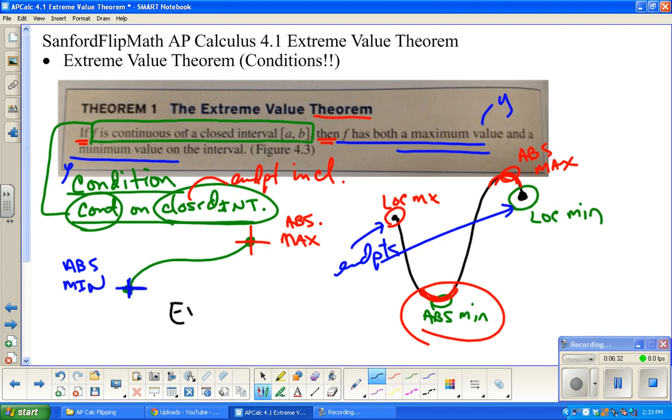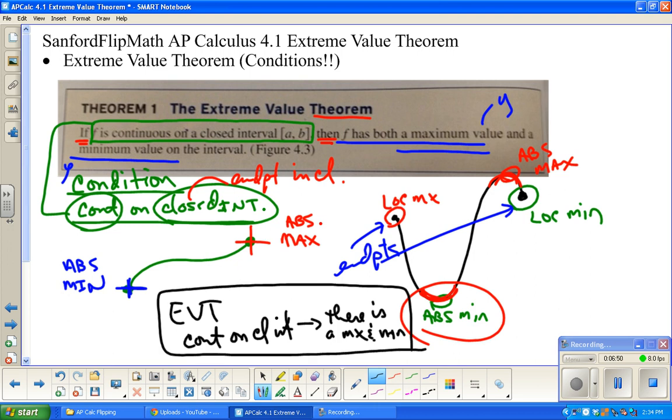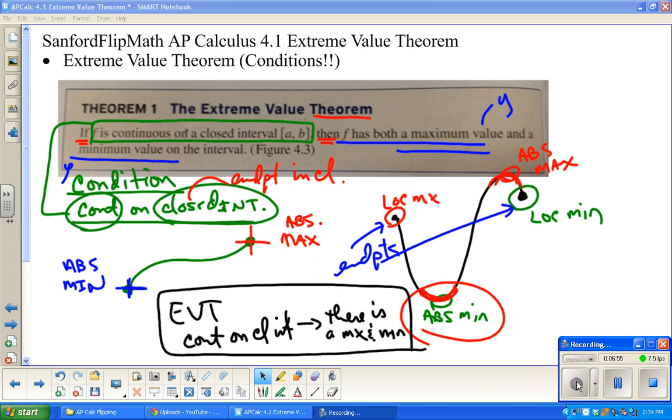The extreme value theorem says if continuous on closed interval, then there is a max and a min. It doesn't say where they are. All it says is, yep, there is one. So again, extreme value theorem says if it's continuous on a closed interval, then there is a maximum and minimum. It doesn't talk about how to find it, doesn't talk about where it is.